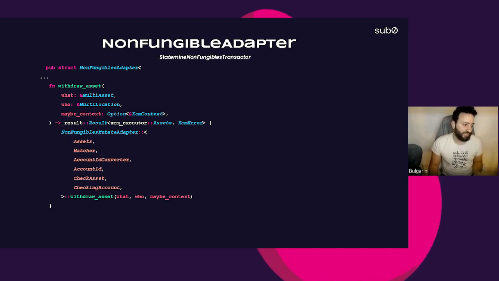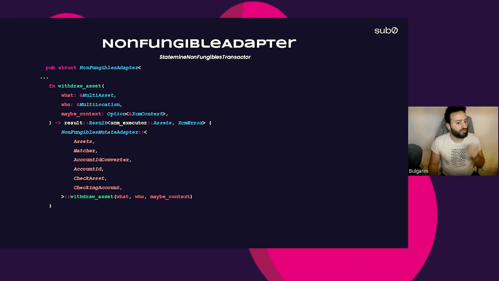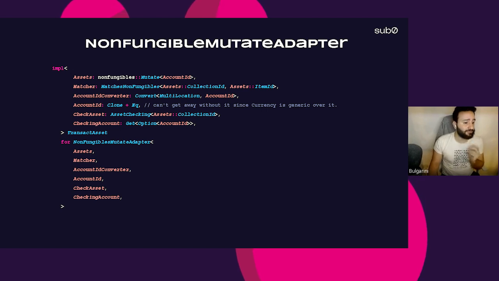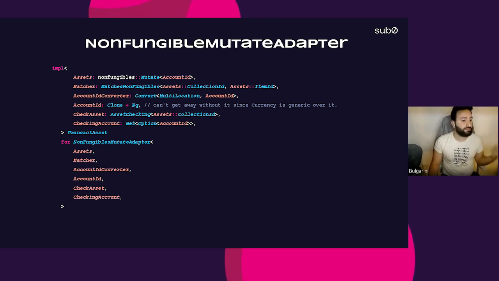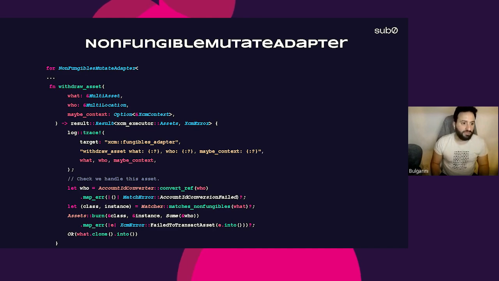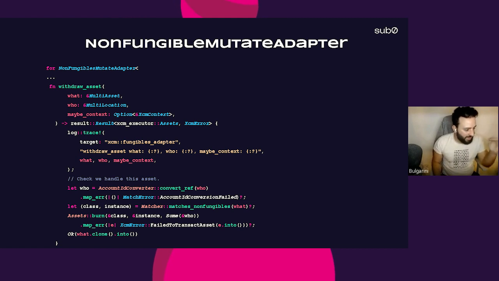So in order to understand what is happening, I think we should review the code for the mutate adapter, all right? If we check the types that this non-fungible mutate adapter requires, it is again asking for assets, a matcher, an account ID converter. All this comes from the XCM config file that we provide, all right? If you check the path, you will understand which kind of types are required here. All this explanation and this top-down hierarchy that I'm describing is because I want to show something very specific.